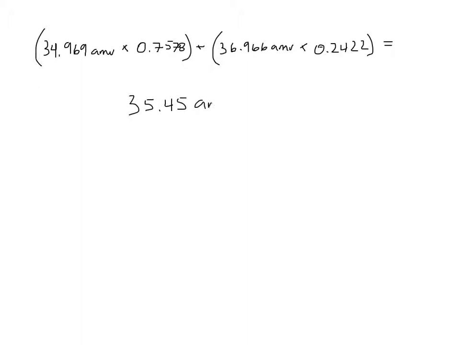35.45 AMUs. So if you grab your periodic table and kind of scroll along till you find the element with that mass, you will see that it is chlorine. And this is true to life. So these are the different isotopes that would exist of chlorine.